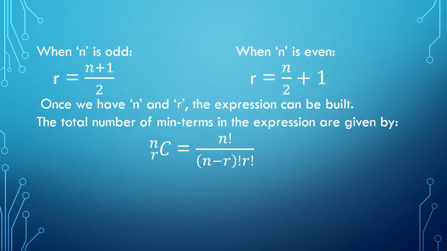When n is odd, r equals (n plus 1) by 2. When n is even, r equals n by 2 plus 1. Once we have n and r, the expression can be built. The total number of minterms in the expression is given by the combination relation nCr, which is equal to n factorial by (n minus r) factorial times r factorial.